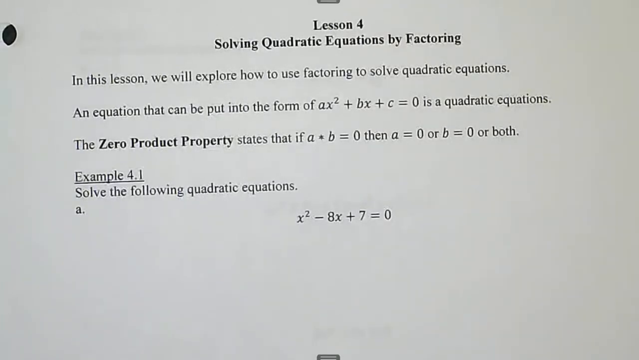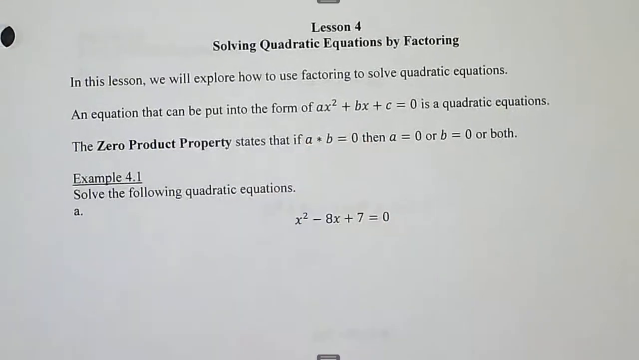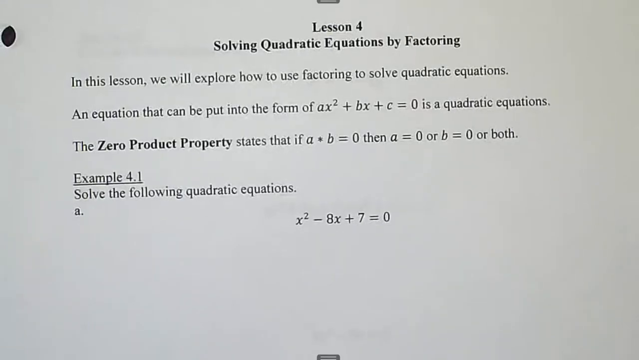An equation that can be put in the form ax squared plus bx plus c equals 0 is what we call a quadratic equation. Notice I'm just saying it can be put in that form. And again, a cannot be 0. We'll be utilizing an extremely important concept called the zero product property.